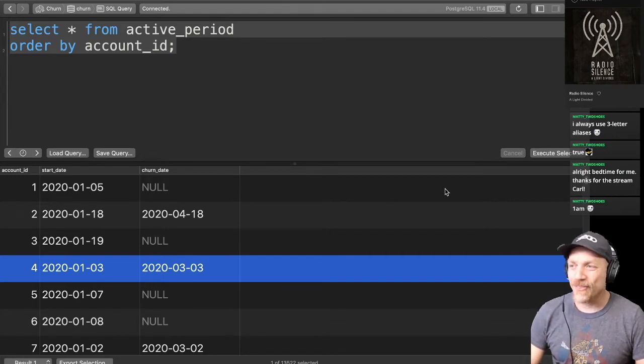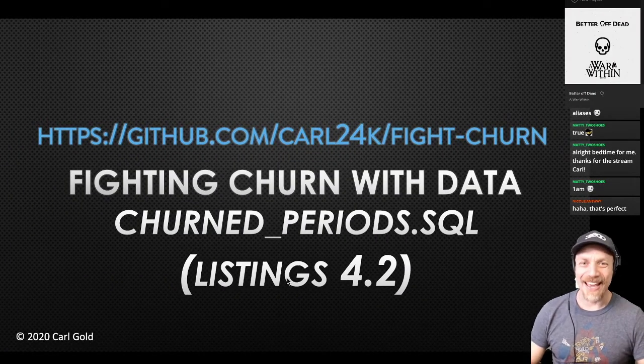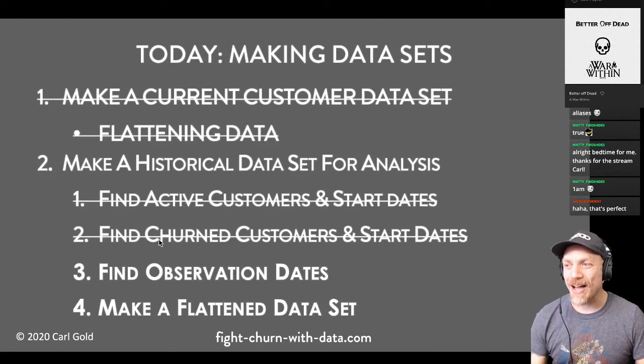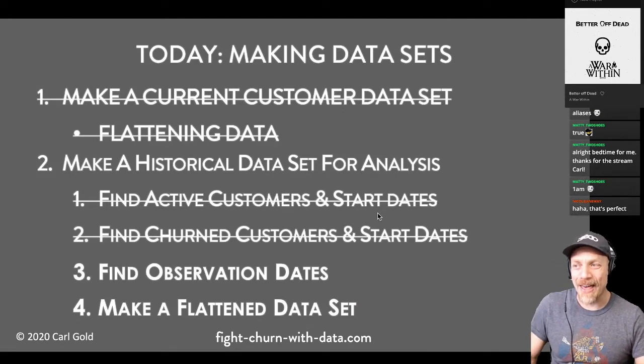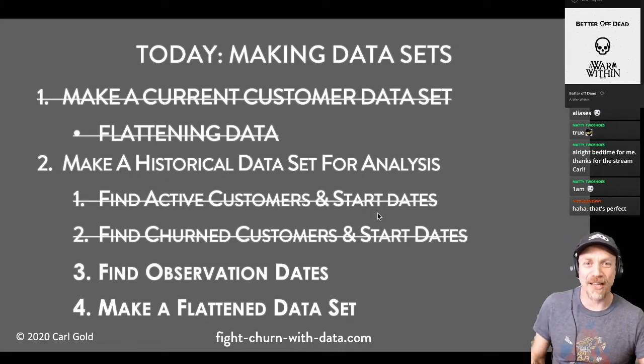All right, so we're making progress on this, and we've got all the records in the active period table that we need. Yeah, it's a lot of talking, streaming. It's kind of crazy, but anyway. So now we've got the churn customers and their start dates. And the next thing we need to do is find the observation dates that we're going to use for all this data.